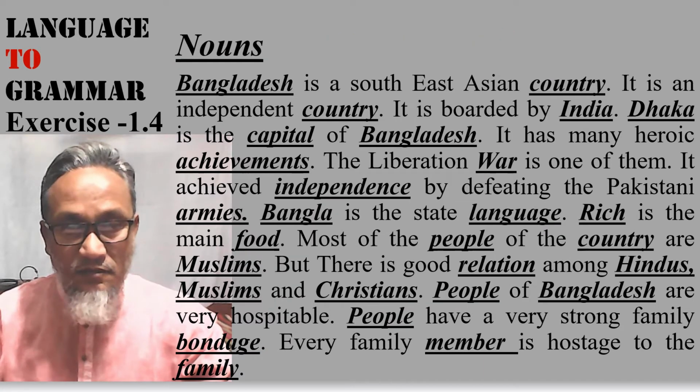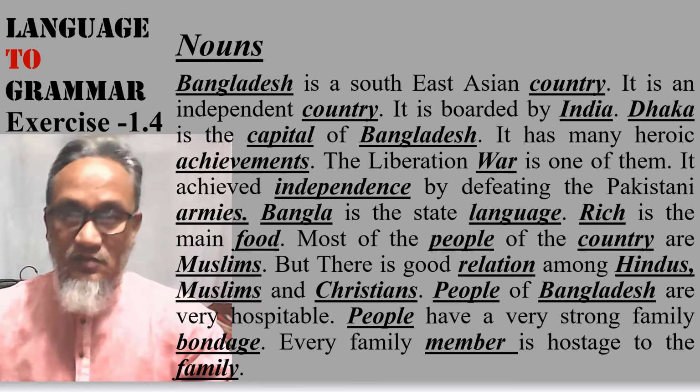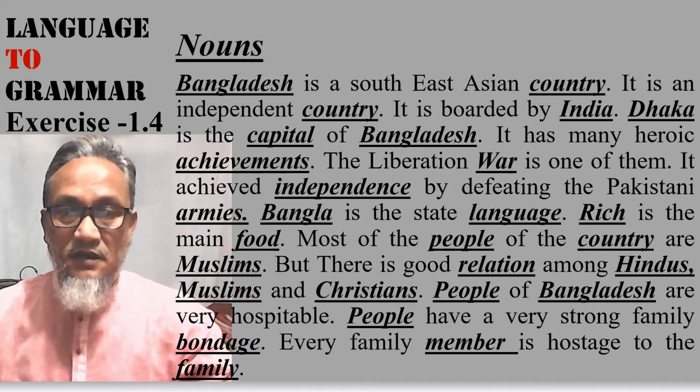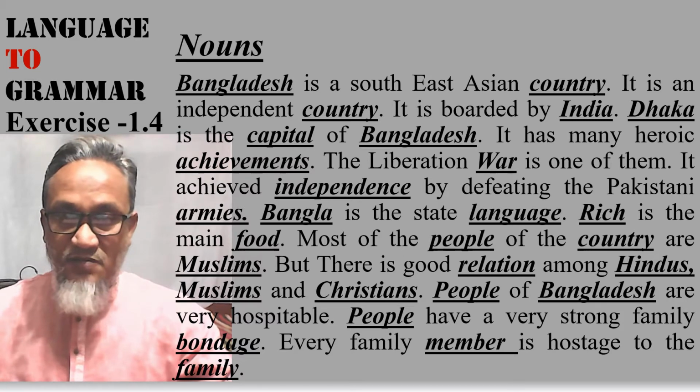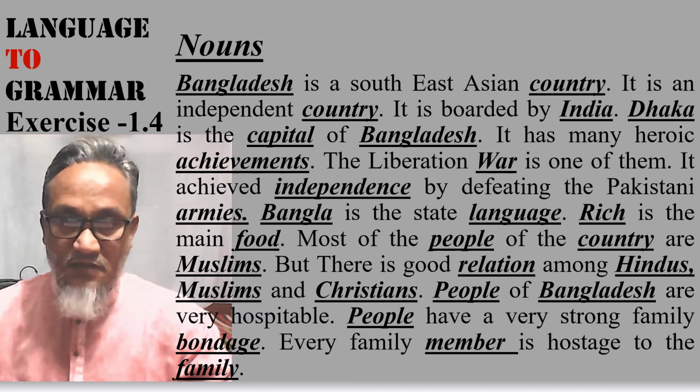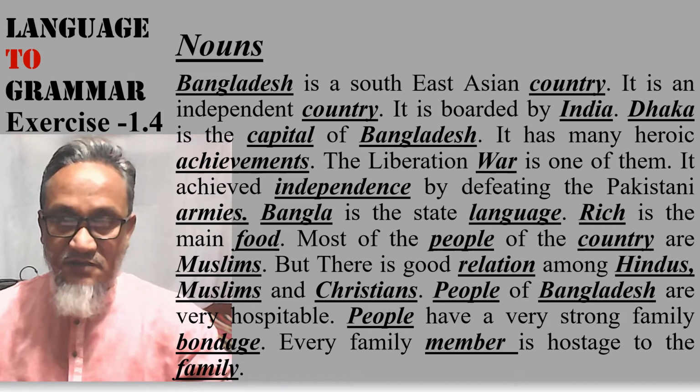The italic bold words in this slide are nouns. Suppose Bangladesh, country, India, Dhaka, capital, Bangladesh, achievements, war, independence, armies, Bangla, language, right, food, people, country, Muslims, relation, Hindu, Muslims, Christian, people, Bangladesh, people, bondage, member, family, etc. Then next slide.